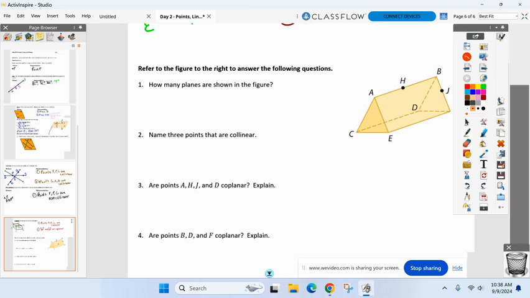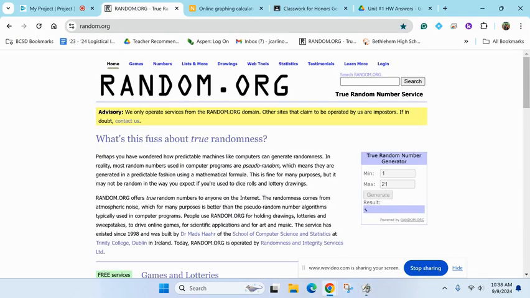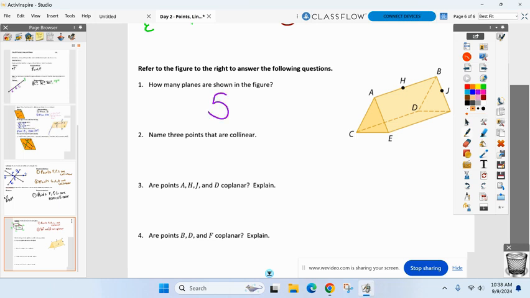All right, here we go. How many planes are we working with in this figure here? Let's end class on a strong note. How many planes, Henry? 5 planes. Good. It's always good to know when we answer the next.